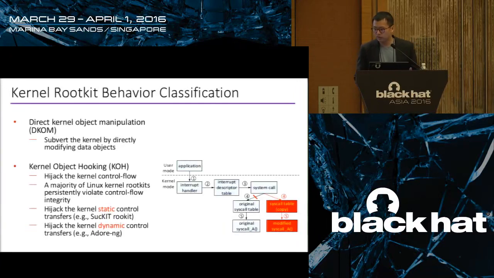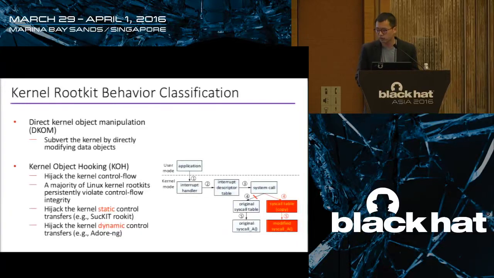Another type of rootkit behavior is kernel object hooking. This type of rootkit behavior hijacks the kernel control flow, and compared to DKOM, it's much harder to detect. Studies show that a majority of Linux kernel rootkits change the control flow behavior of the Linux kernel, and that's why our research is mainly focused on this type of rootkit behavior.